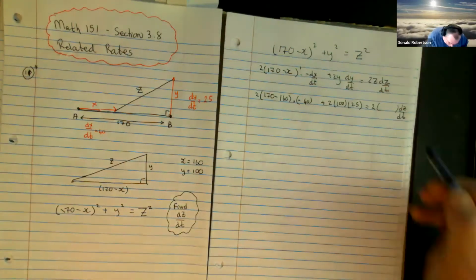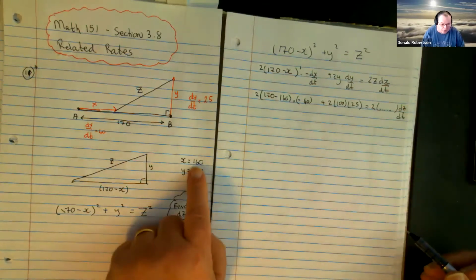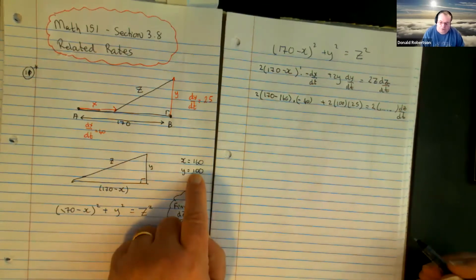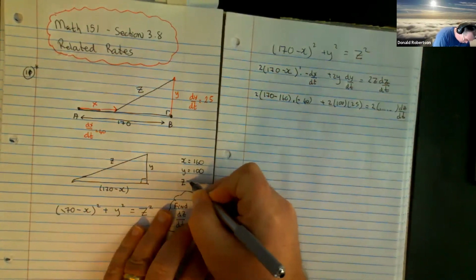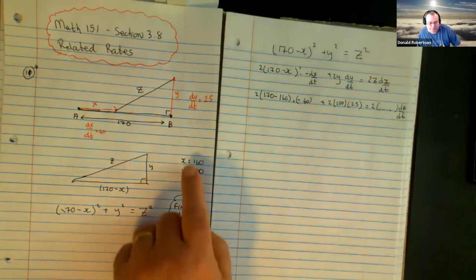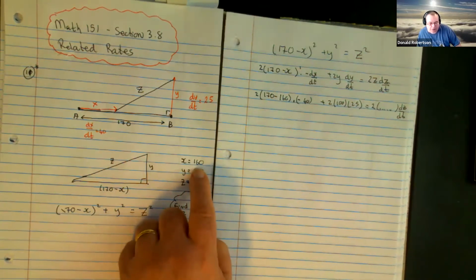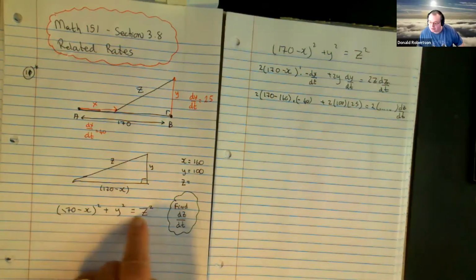So it looks like we've got a little bit of a problem, and that is that when x is 160 and y is 100, we need to know z. So how do we find that magic value? How do we get z? I know x, I know y. Right, in particular, this version, right?